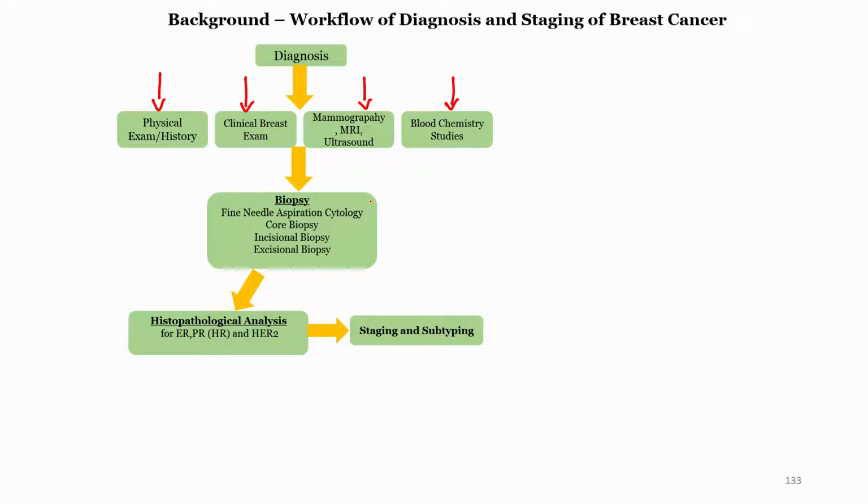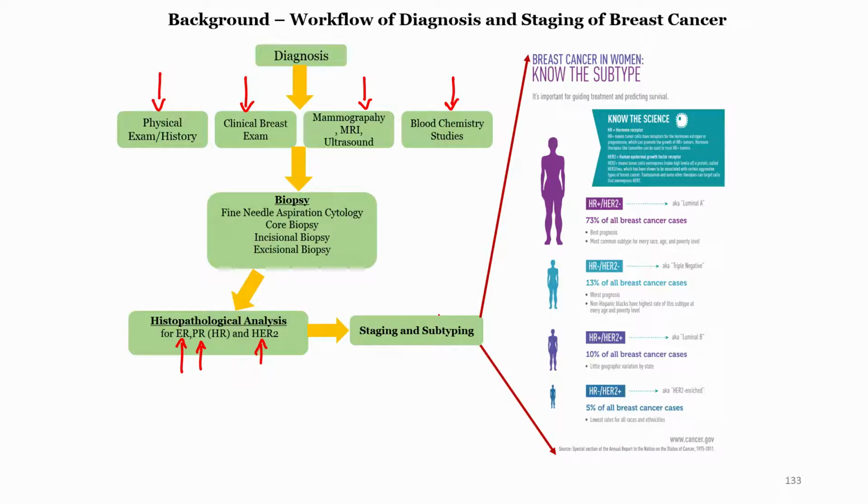If the biopsy is done, then the cells are taken to study, which is called cytology. So, cytology, then core biopsy, incisional biopsy, and excisional biopsy. If we divide it further, then there is a histopathological analysis where all the biomarkers that I was talking about, ER, estrogen, PR, progesterone, HER2 plus are studied, and then based on that the staging and subtyping is done. So, this is the process or workflow for diagnosing or staging of breast cancer.